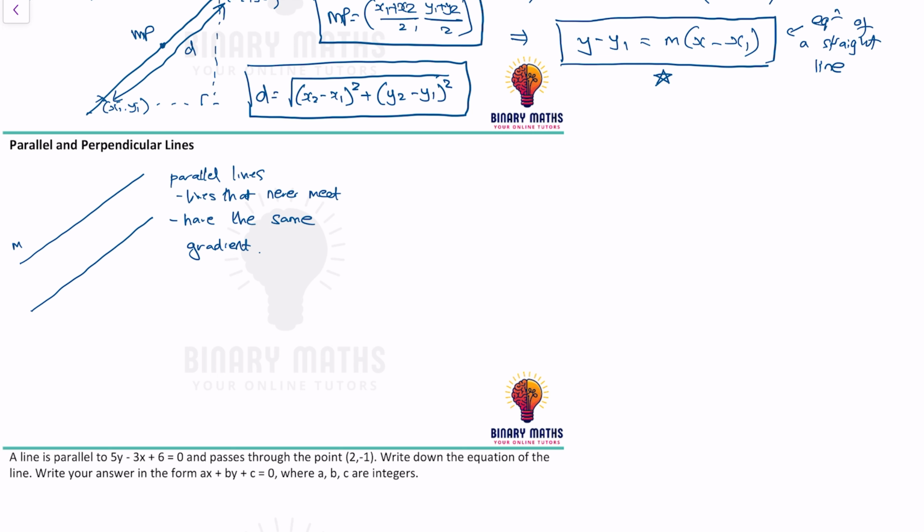So this is the gradient of L. If this is M parallel, the gradient of the parallel line, that you know if this goes across by 1 and up by M, then this also goes across by 1 and up by M. So if the gradient of the line L is M, then it implies the gradient of the parallel line is also M. It's the same gradient.